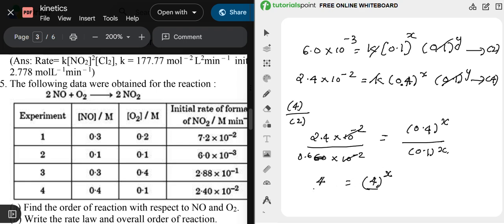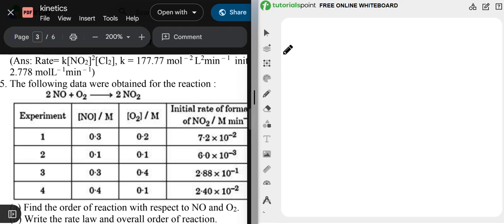Now the base is the same, already the base is the same, so the power also will be the same. 4 is the same as 4 raised to 1. So X is equal to 1. Okay. Now the answer to the first part of the question: find the order with respect to NO and O2.